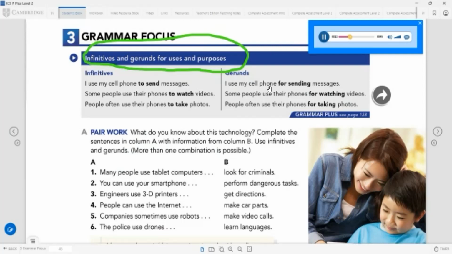Infinitives. I use my cell phone to send messages. Some people use their phones to watch videos. People often use their phones to take photos. Gerunds. I use my cell phone for sending messages. Some people use their phones for watching videos. People often use their phones for taking photos.